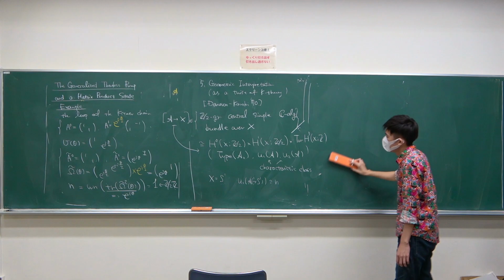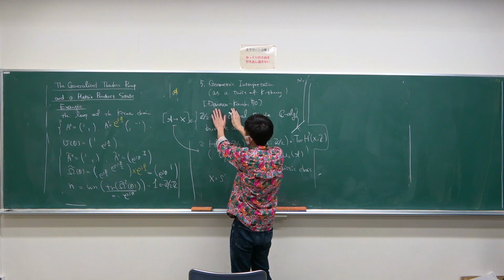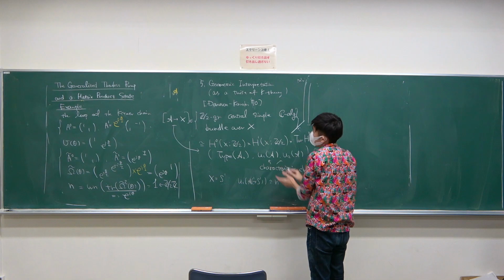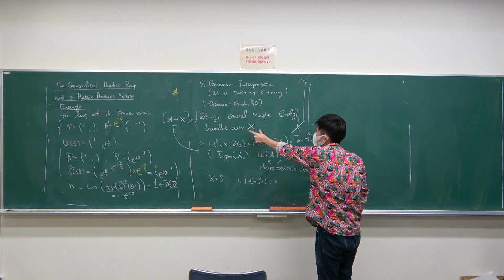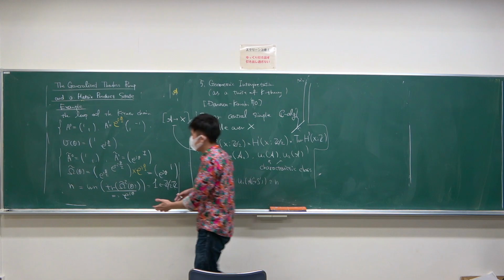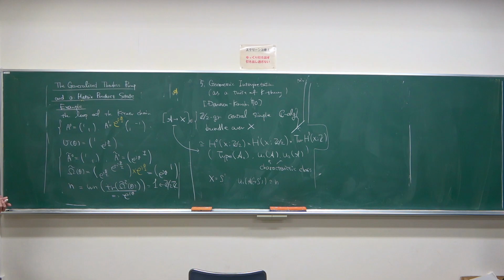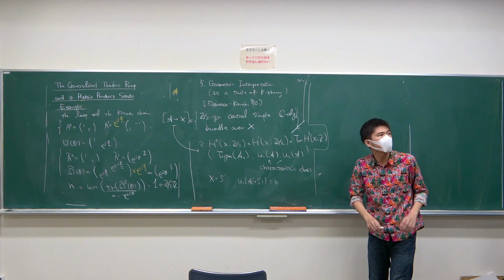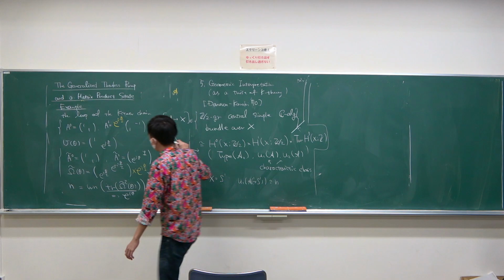And also Donovan and Karoubi showed that this object, Z mod 2 graded central simple algebra over some space X, gives a twist of K-theory of X. So you can regard this family of central simple algebras, or short range entangled matrix product states, as some kind of twist of K-theory. So this is the geometric interpretation.